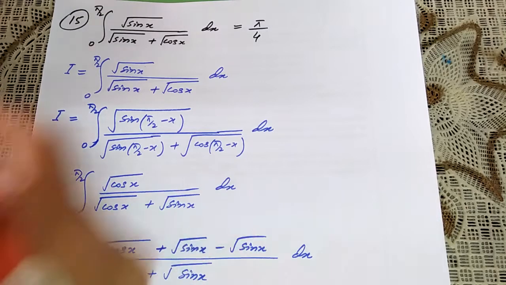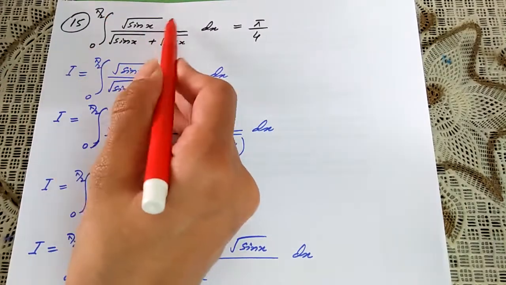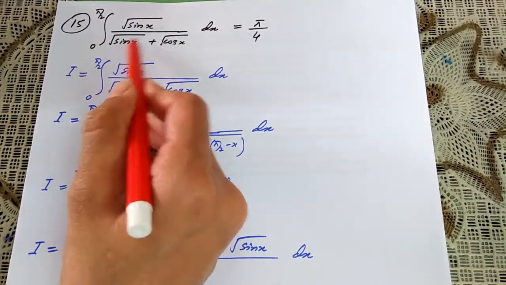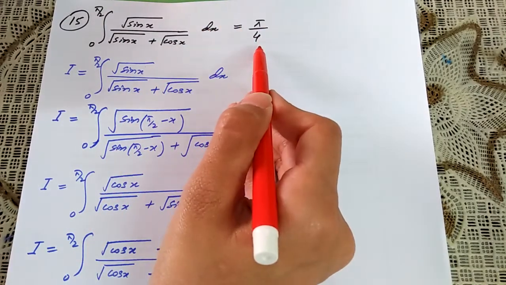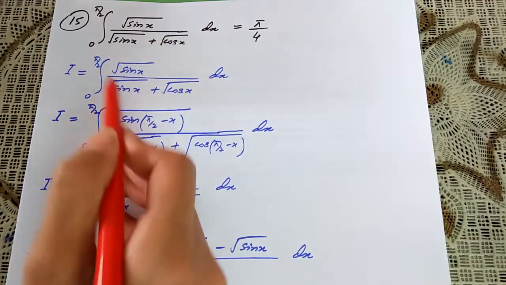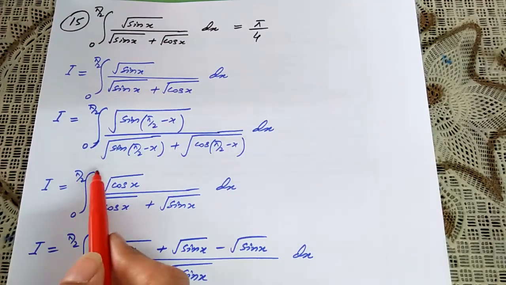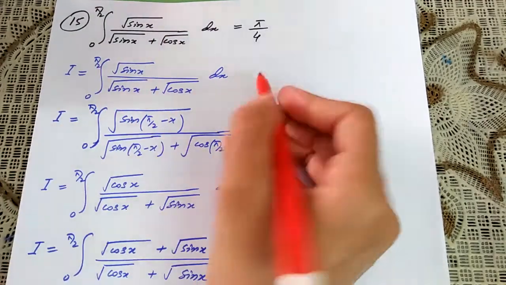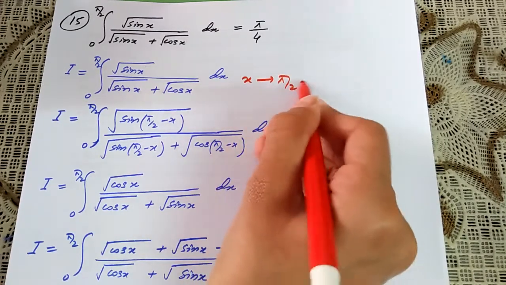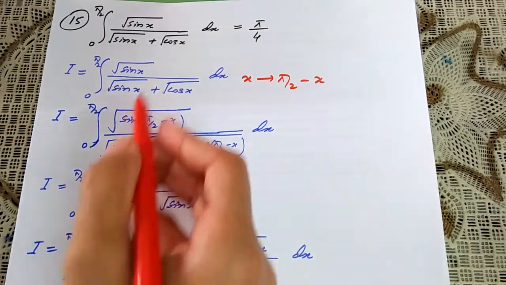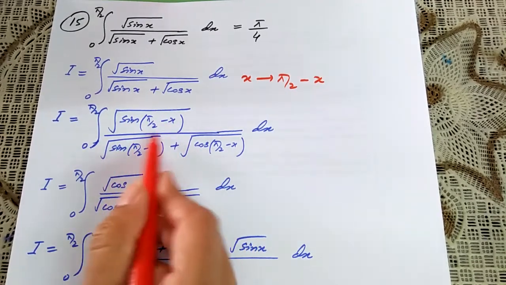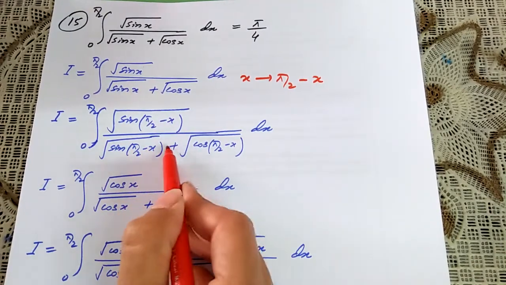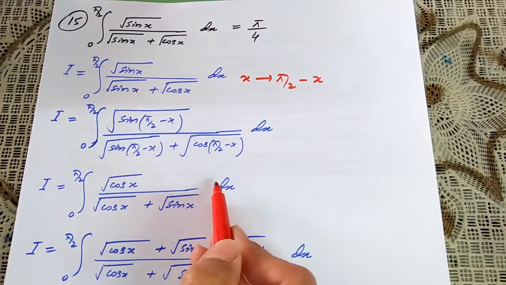Question number 15. Integrate from 0 to pi by 2 under root sine of x over under root sine of x plus under root cos of x dx, that is equal to pi by 4. Consider your left hand side equal to I. Now using the same theorem, replace your x with upper limit minus x. In place of x, I got sine of pi by 2 minus x over under root sine of pi by 2 minus x plus under root cos of pi by 2 minus x.